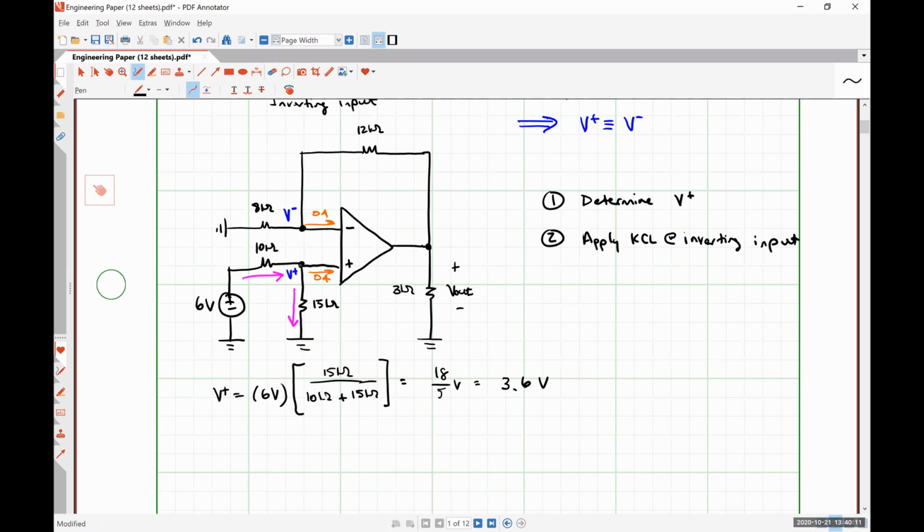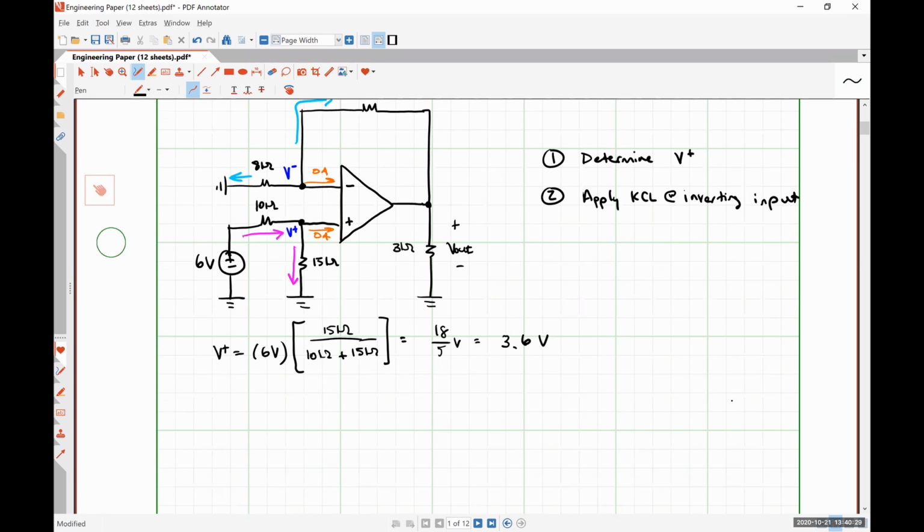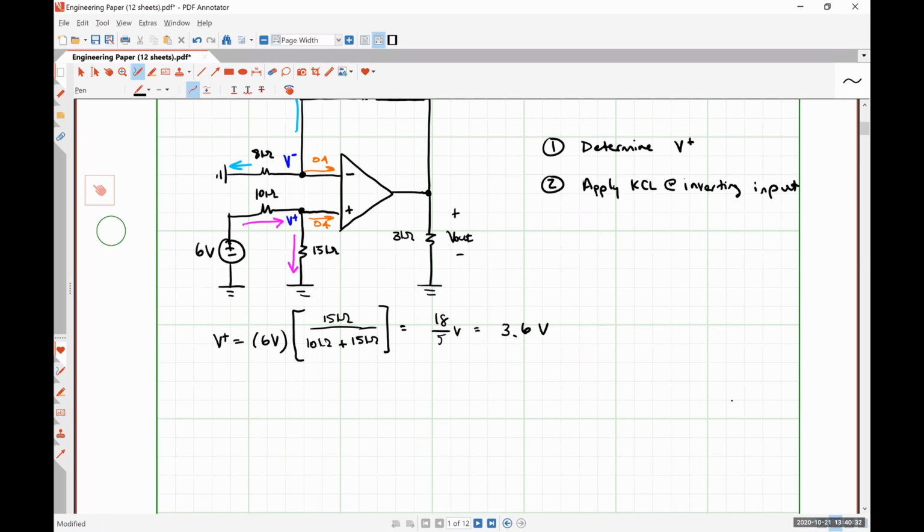So now that we know what that voltage V plus is, what we're going to do is add the currents leaving our inverting input terminal by using Kirchhoff's current law. So what is the current directed to the left through the 8 kilo ohm resistor going to be? So it'll be 3.6 volts divided by 8 kilo ohms, right? Just good old Ohm's law.